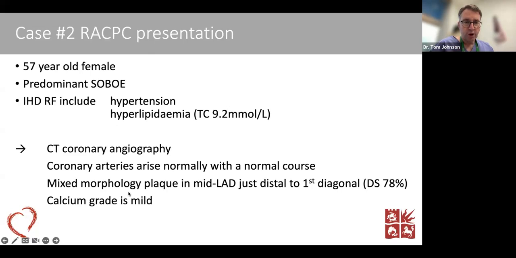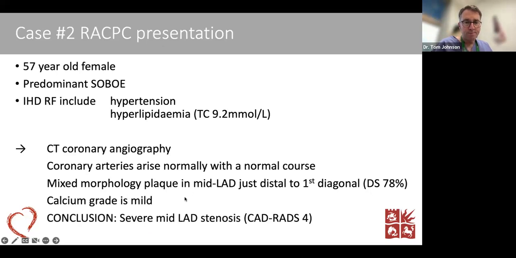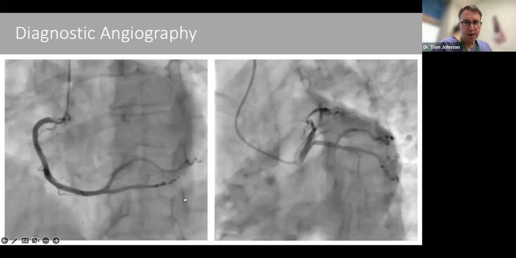So she had coronary arteries that were reportedly arising from a normal position with a normal course, with a mixed morphology plaque in the mid-LAD, immediately distal to the first diagonal, with the suspicion of a very significant diameter stenosis. Mervat, please interrupt me if there are things that come up on the chat, because it's difficult to see that in combination. But interesting, the verbal report was that the calcium grade, so the overall burden of calcium on the CT scan, was mild. So this was her diagnostic angiogram.